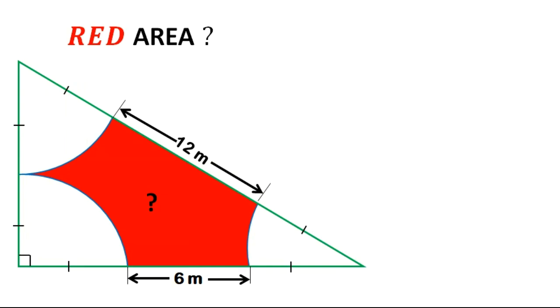You've been told to determine the red area. So how do we determine the red area? Now, if you look at this diagram, you can see you've been told these sides are of equal length. They are of equal length.